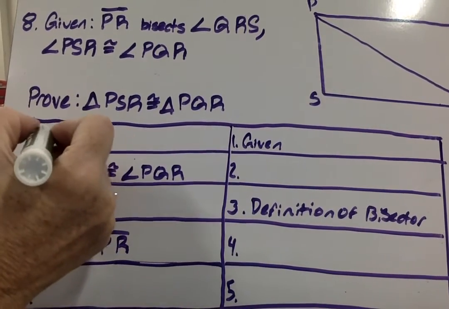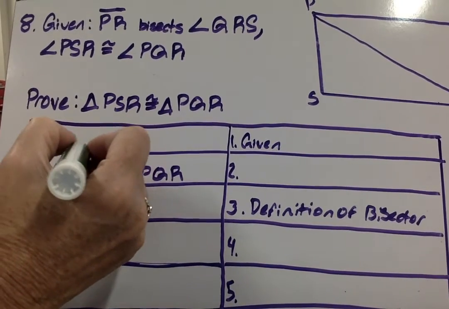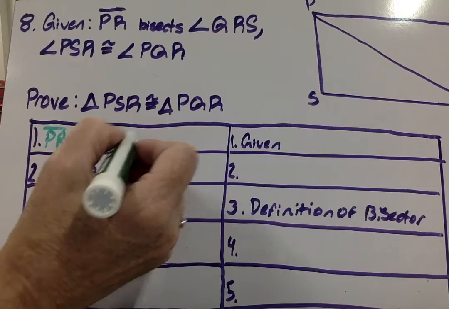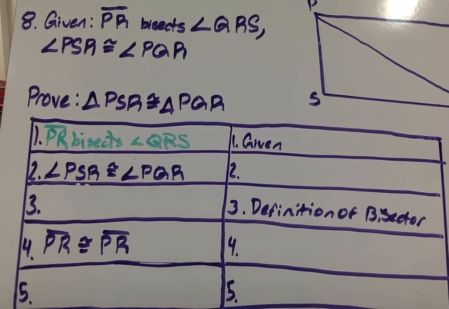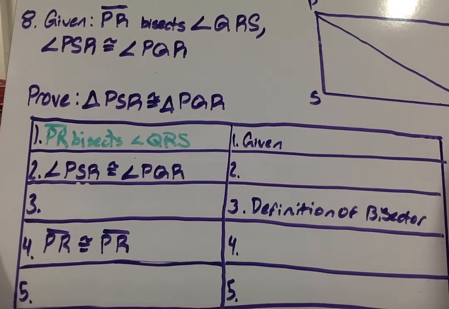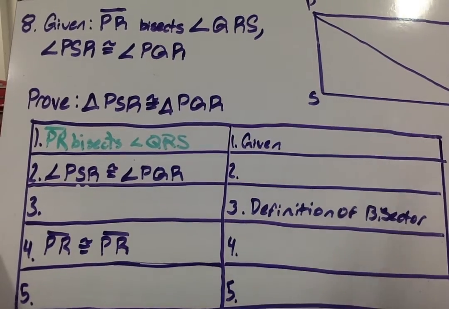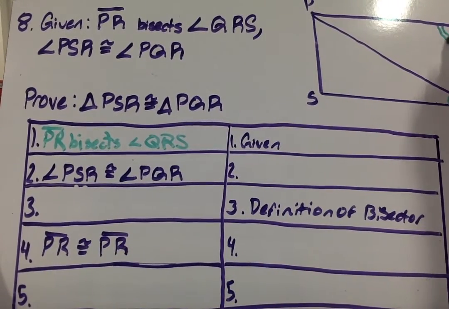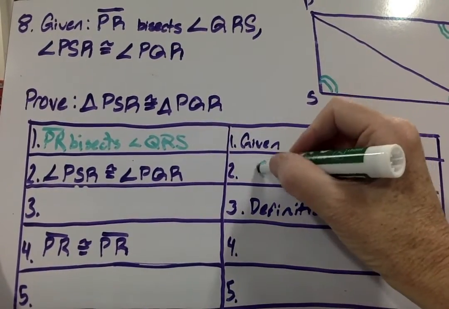So PR, make sure you put a line so we know it's a line segment, bisects angle QRS. That's given. Let's go ahead and mark it on our diagram here. PR bisects QRS. So that means that this angle is congruent to this angle. Okay? So PSR right here is congruent to PQR. So it's saying this is congruent to this. Why do we know that? Because it's given.